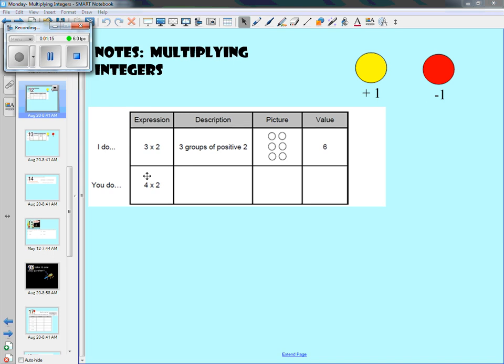And for 4 times 2, it would be 4 groups of positive 2. You would be able to just write in that box 4 groups of positive 2. I'm just going to use shorthand here because I don't have a lot of room. My picture is going to have 4 groups of 2, and they're all positive. And my answer for this, the value, is 8.